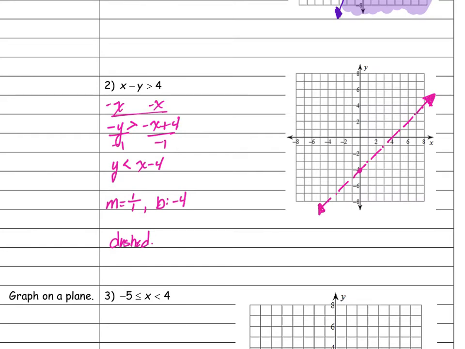Okay, now I need to choose a point that's not on that line. Any point on the graph that's not on that line. And luckily, this time, (0, 0) is available, and I'm going to choose that one. So I chose (0, 0). Is this a solution?